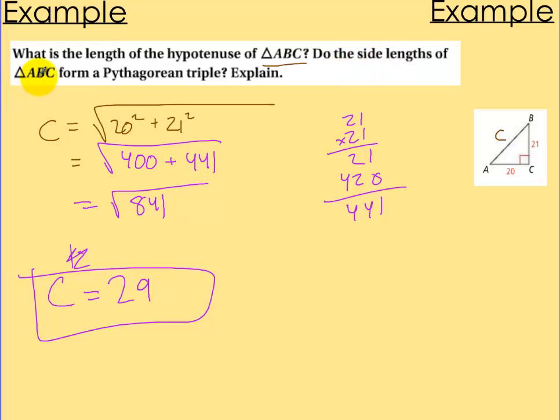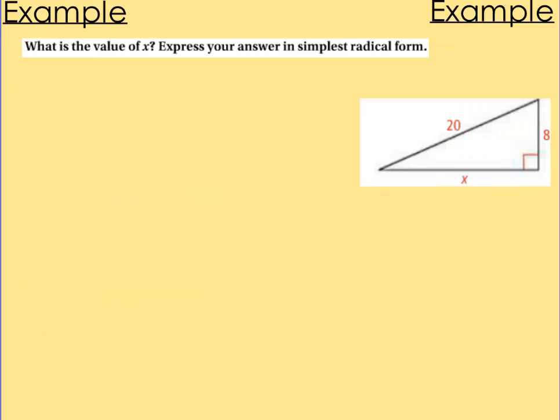Do the sides of ABC form a Pythagorean triple? Yes, they do. Because the sides are 29, 20, and 21, and a Pythagorean triple means they all have to be whole numbers, and they all have to satisfy that equation, a squared plus b squared equals c squared. So the answer is yes. They're all integers, so it's a Pythagorean triple. Pause the video.